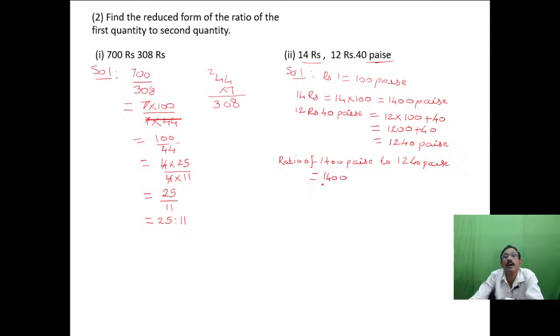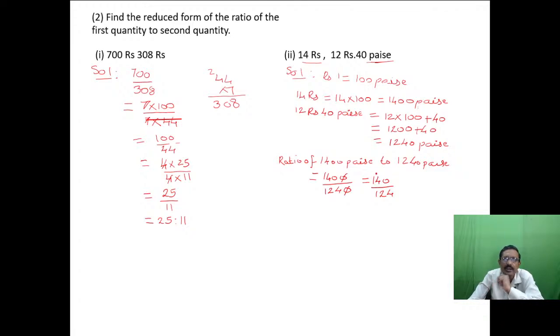1400 upon 1240. Now we have got 1400 upon 1240. We have to reduce it to the lowest term. Now if you look at this properly, you will see one 0 from here and one 0 from here goes. So we can reduce it to the lowest quantity. What we got? We got 140 upon 124. See how much is reduced.